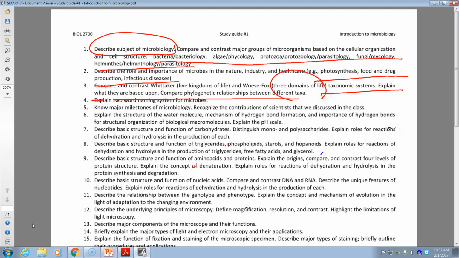Understand the idea of denaturation. When we change the environment, when we add acid, base, heat it up, do something else, proteins can lose their structural level. That's denaturation. Does that make sense? I'm making myself clear.